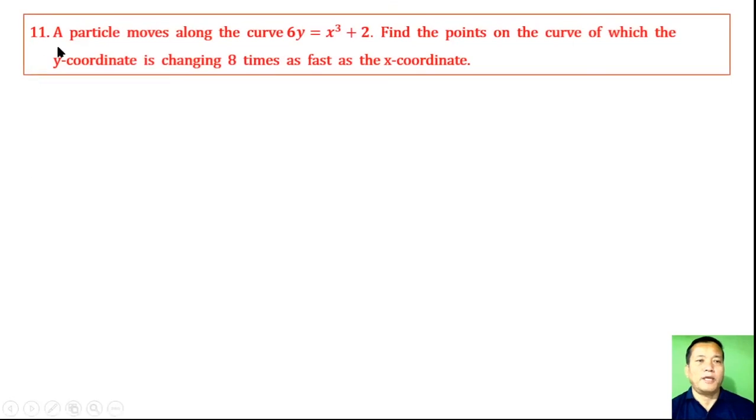Question number 11. A particle moves along the curve 6y equal to x cube plus 2. Find the points on the curve at which the y coordinate is changing 8 times as fast as the x coordinate.